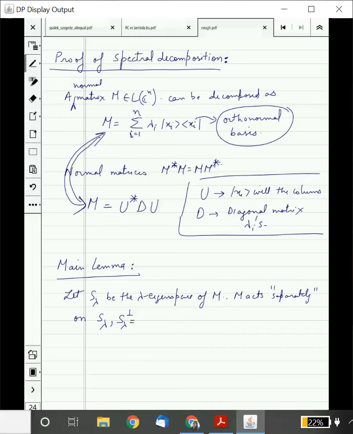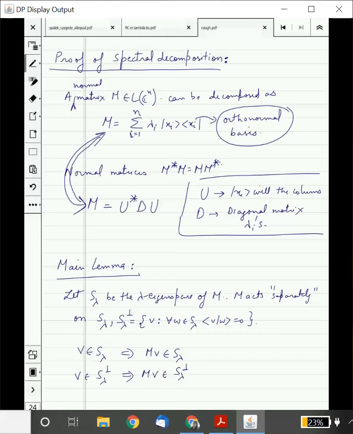If you have forgotten what the perpendicular subspace is, it's the set of all vectors such that they are perpendicular to anything in S lambda. This is the complement space of S lambda. So the main lemma basically says that the action of M on the entire space is very simple. I can decompose it into two parts. It acts separately means if v is an element of S lambda, it implies Mv is an element of S lambda, and if v is an element of S lambda perp, then Mv is an element of S lambda perp.